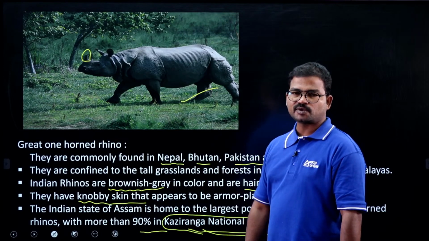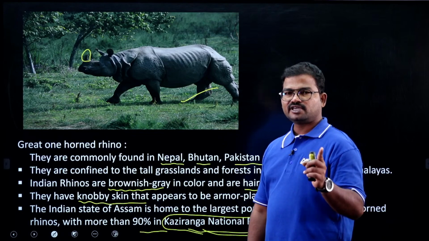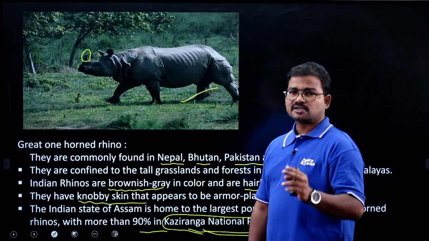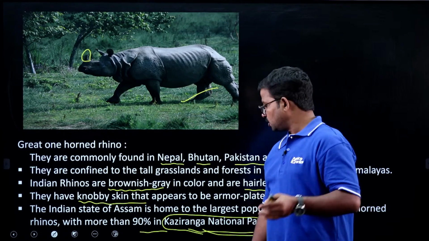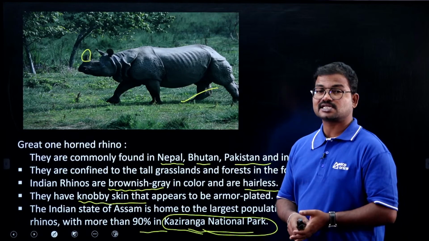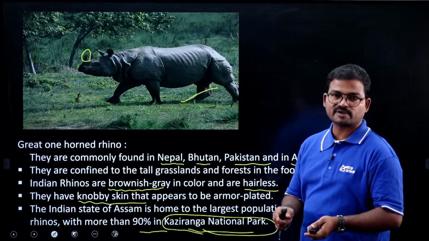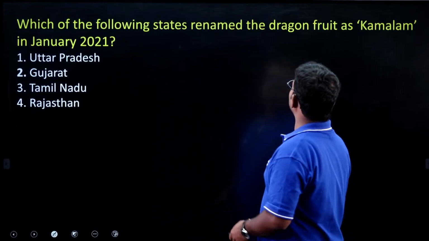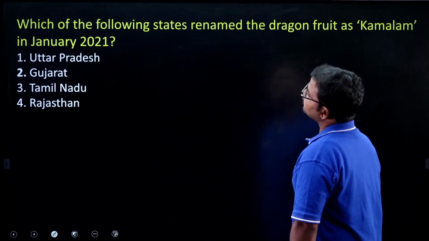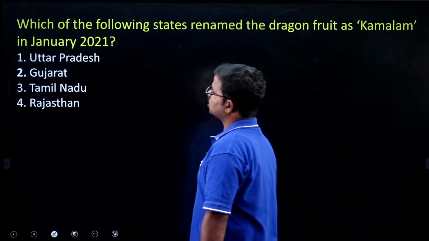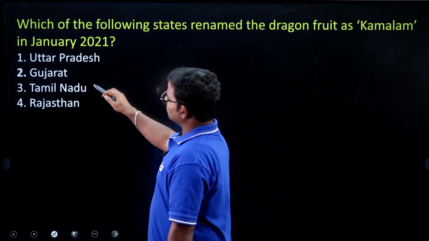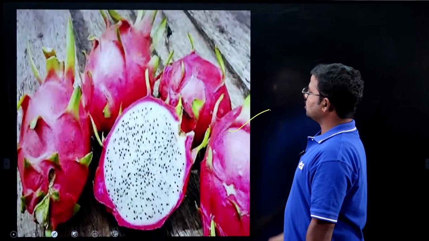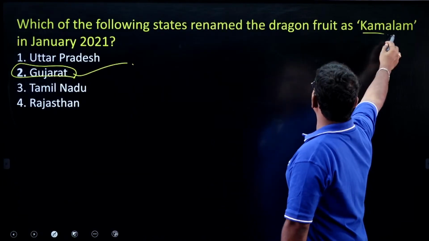In your examination point of view, you have to remember where the maximum number of rhinoceros exist in India. Next, what is the name of the place where the Kaziranga National Park exists? This type of information is very important. Next one, which of the following states renamed the dragon fruit as Kamalam in the year 2021? Yes, Gujarat. So in 2021, this dragon fruit was renamed as Kamalam.